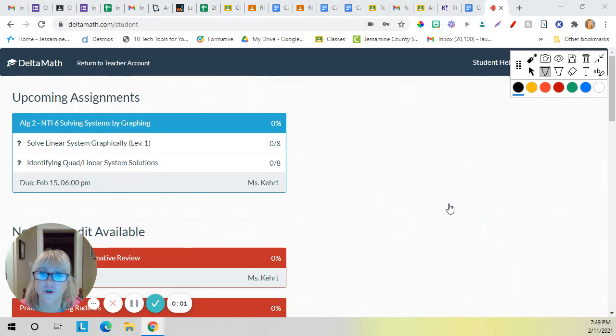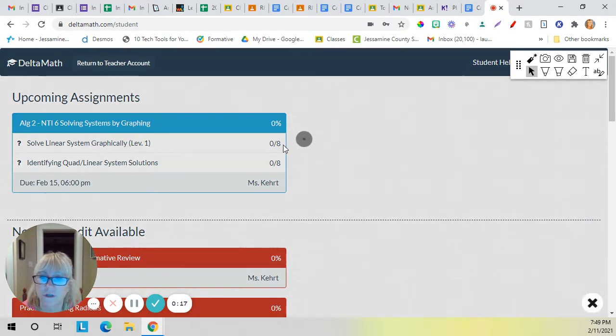All right, guys, I'm going to show you really quickly what this assignment looks like. It is not hard at all, but it may just need a little refresher. So you've got two activities. It's the Algebra 2 NTI Day 6, solving by graphing.